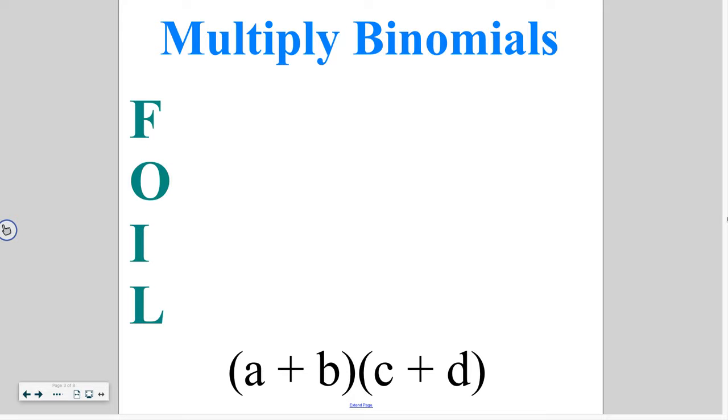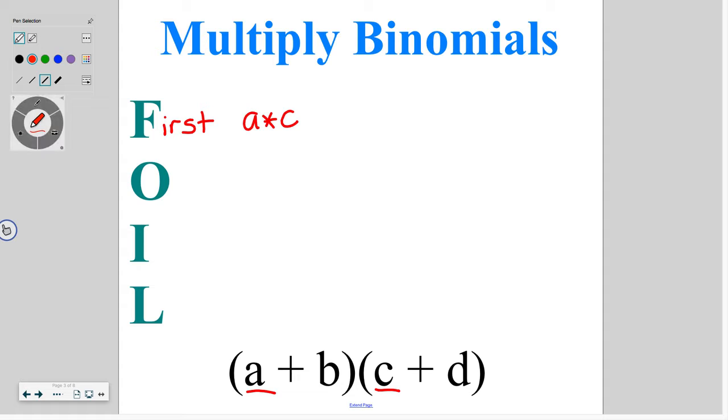So when we are multiplying binomials, there is a nice little acronym, FOIL, to help us figure out how to multiply. So if we look down here at the bottom, a plus b times c plus d, those are two binomials being multiplied. The F stands for first. So this means that we're going to multiply the first term in each of our binomials. So in this example, it would be a times c.